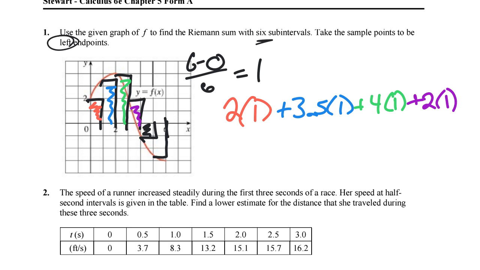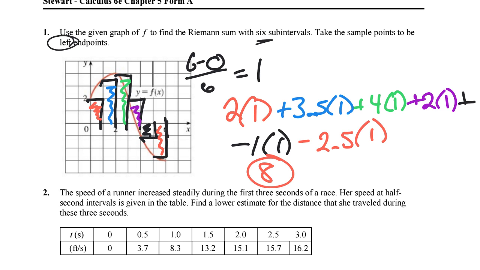The next one, that's a negative, so a negative 1 minus 1 times 1. And then this one's negative as well. Remember, if it goes down under the x-axis, it's negative. So minus 2.5 times 1. Add all that up, and you get an 8. That's what you have to do there.